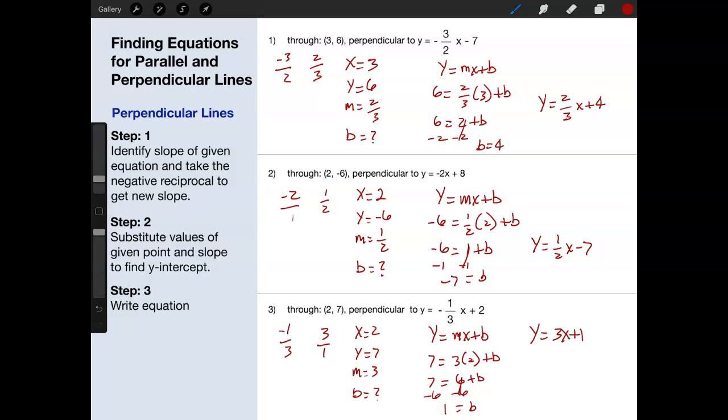So the key here is to find the new slope by having a negative reciprocal. Make sure you organize your information before you substitute it into the equation, and you will be successful.